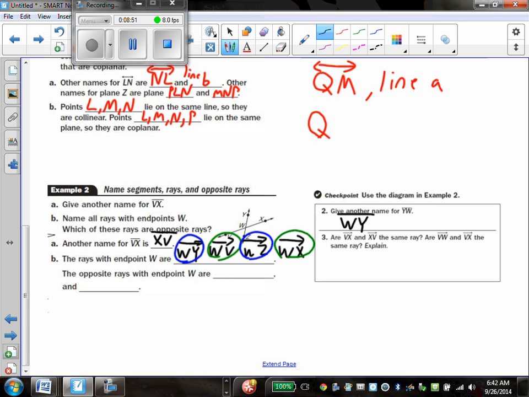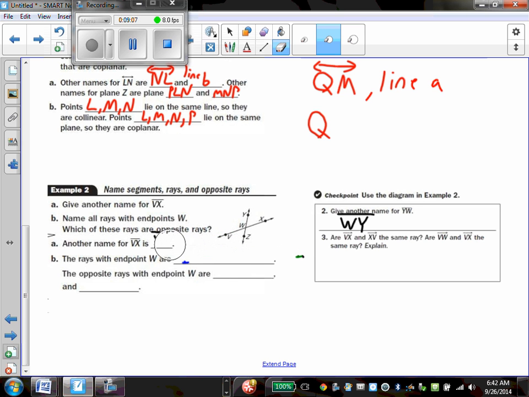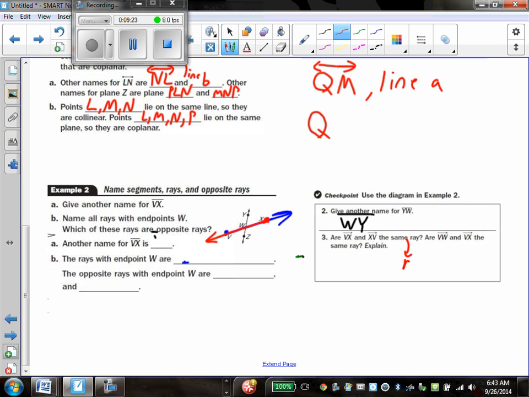Are VX and XV the same ray? Well, let's think about that for a second. VX is a ray. Let me erase a little bit first, just to make the picture clear again. So VX starts at V, goes towards X, but XV starts at X and goes towards V. These are clearly not the same ray.